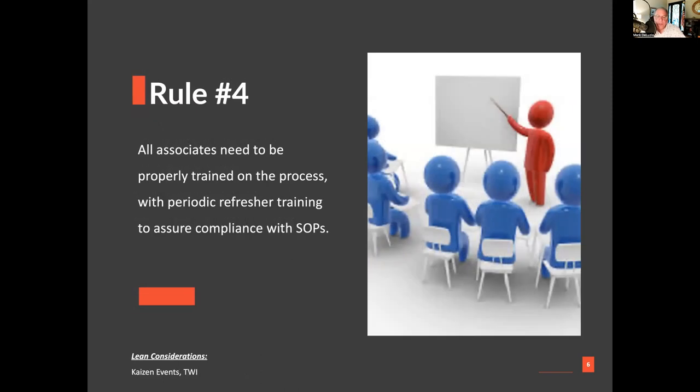Rule four, this may sound like a no-brainer to you, but all associates need to be properly trained on the process with periodic refresher training, okay, to assure compliance, right? How many times have we set up a process so we just poorly train people? It's not their fault, but we just didn't train them in the workings of the process. And when I say training and refresher training as well, everybody needs that, because sometimes we get into our old habits and we get workarounds that nobody knows about because we don't have good abnormality detection.